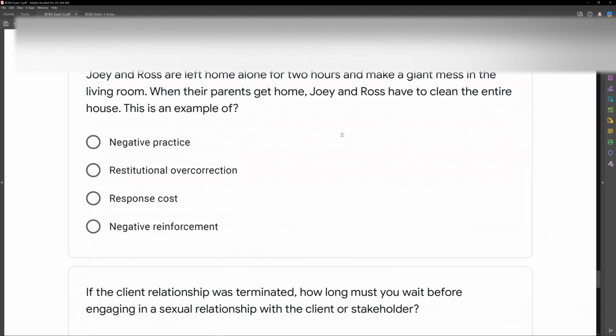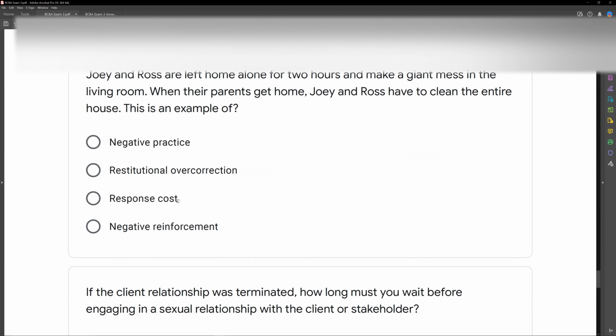Joey and Ross are left home alone for 2 hours and make a giant mess in the living room. When their parents get home, Joey and Ross have to clean the entire house. This is an example of, all right, another punishment question. We just went over these, right? Things like restitutional overcorrection, negative practice, positive practice. Always know the difference. So again, positive and negative practice, we're engaging in the behavior over and over again, either the right way or the wrong way.